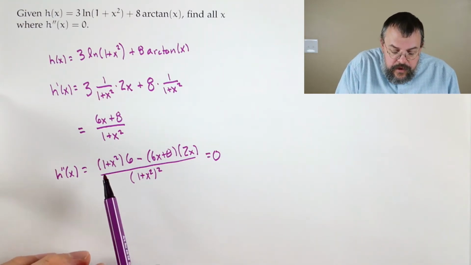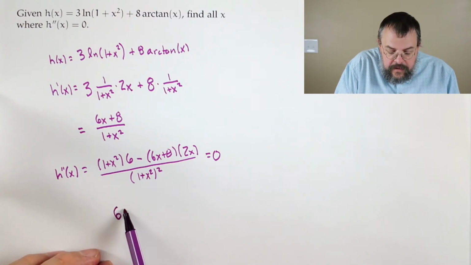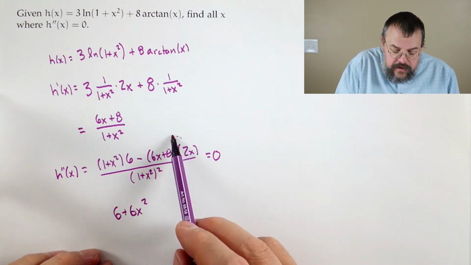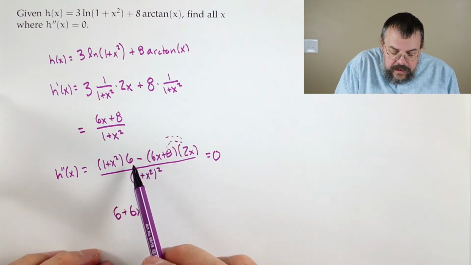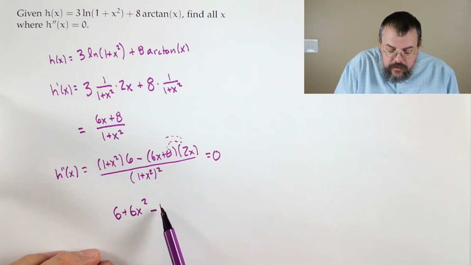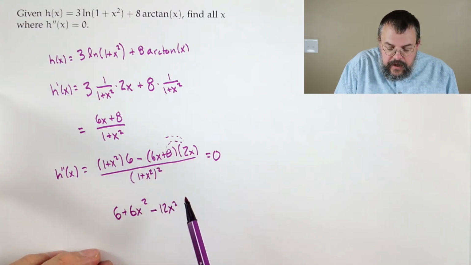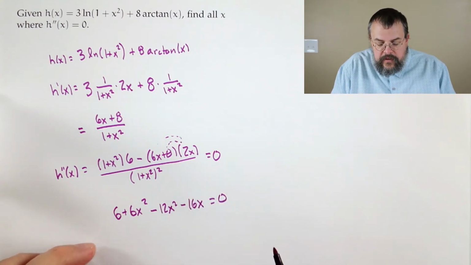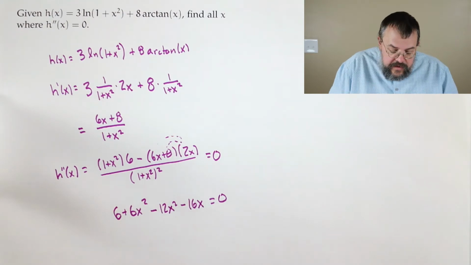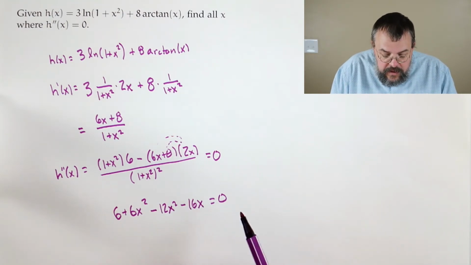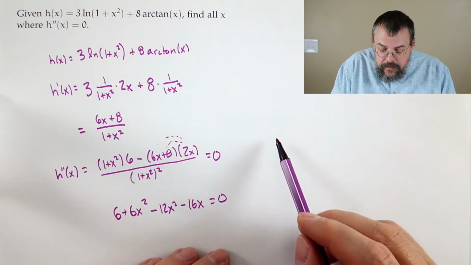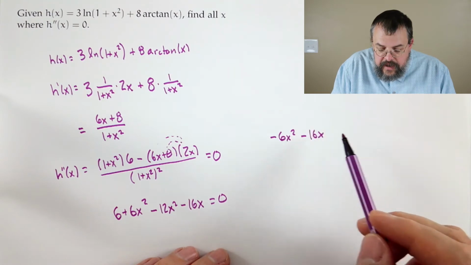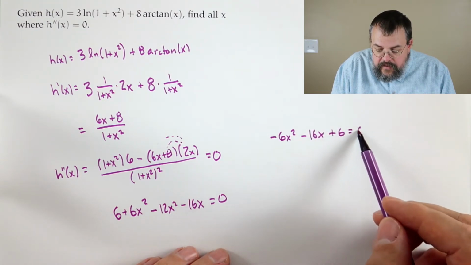So let's multiply this out. So we need 6 plus 6x squared. Then distribute the 2x through. And don't forget the minus, that's important. Minus 12x squared, 6x times 2x, minus 16x equals 0. All right, so that's what we're up to. All right, let's clean up. So let's see. 6 minus 12 would give us minus 6x squared minus 16x, and plus 6 equals 0.